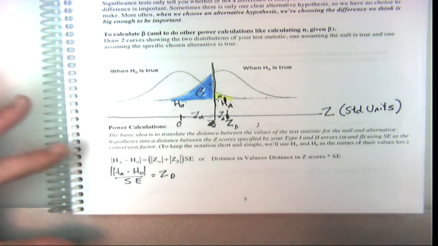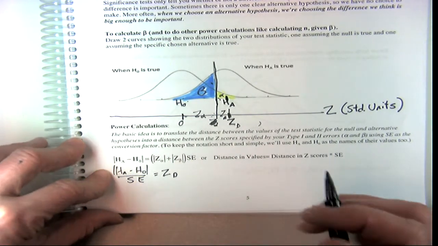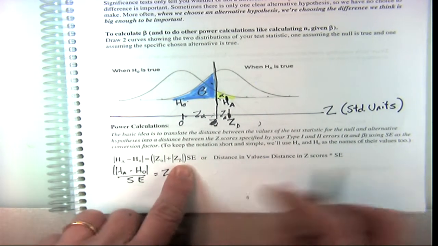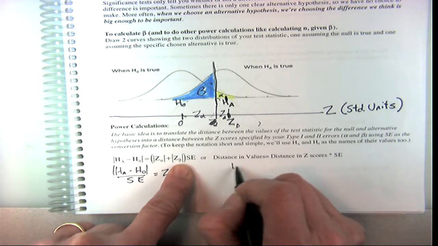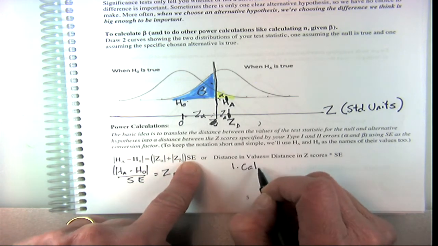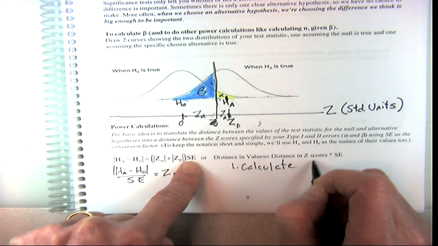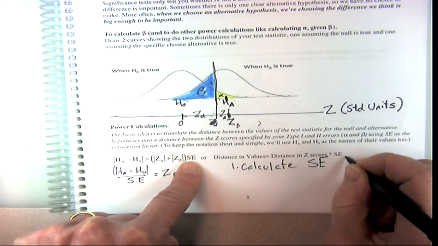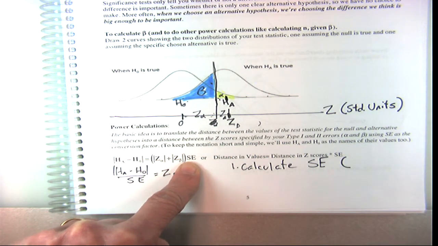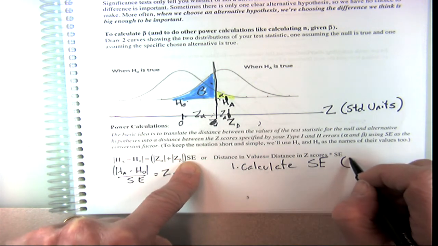So the roadmap is going to be, let's write it, the roadmap is what we're going to do first: we're going to calculate this standard error. And that's based on our standard deviation and our sample size.